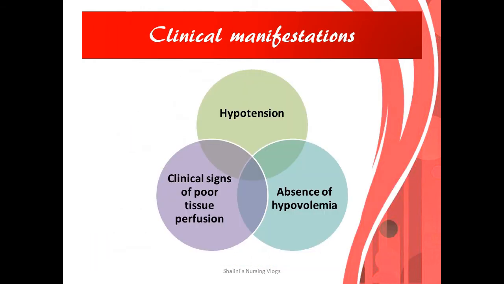The major clinical manifestations that you elicit in a person who has come to you with shock. The first one is hypotension or reduced blood pressure. The second one is absence of hypovolemia, as I have been telling you that the intravascular volume is good. And the third one is clinical signs of poor tissue perfusion.